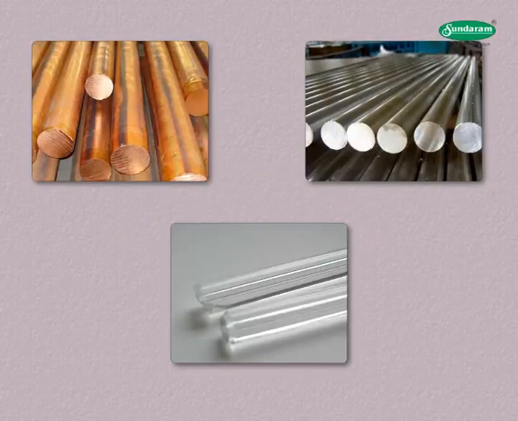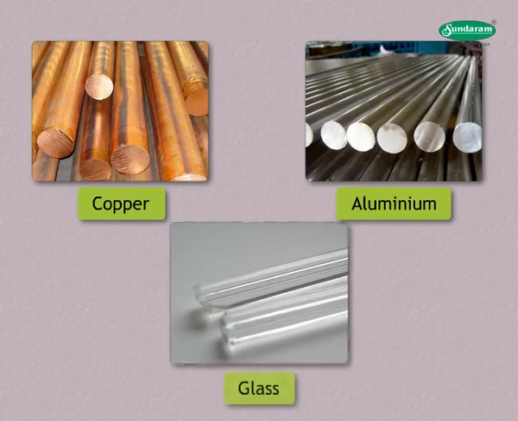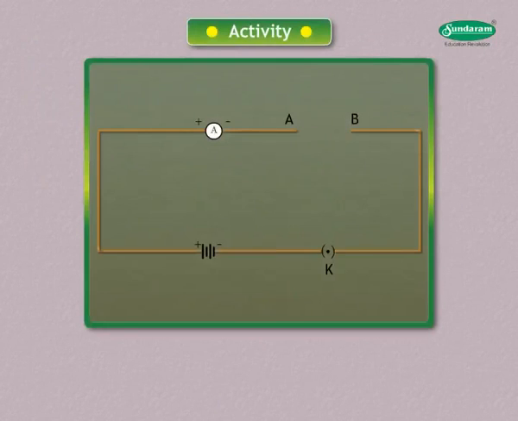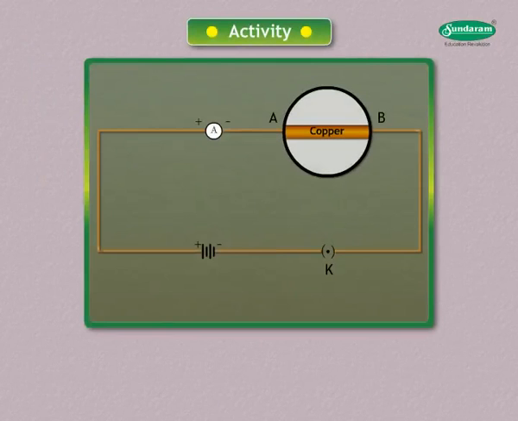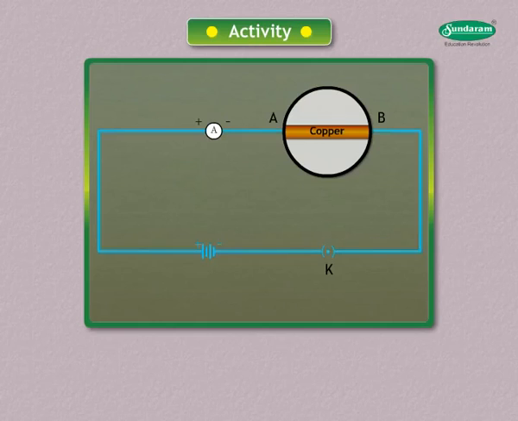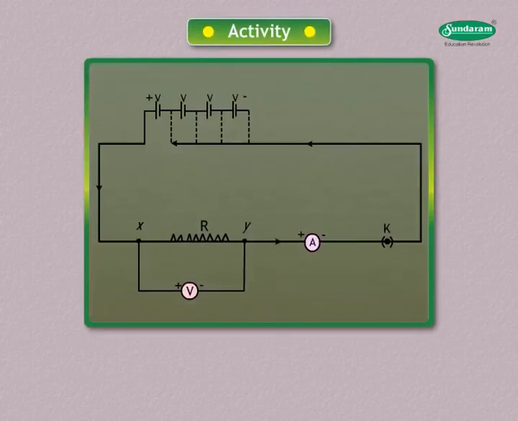Students, you try out this activity and note the observations. Take a copper, aluminium, and glass rod. Make the arrangement as shown using connecting wires. Place a copper rod in the gap AB. Close the key and measure the current. Replace the copper rod with aluminium rod and glass rod. Measure the current each time. Note the difference.